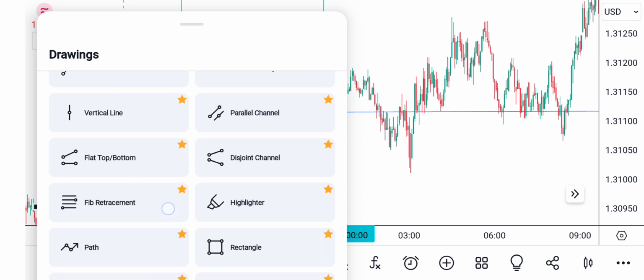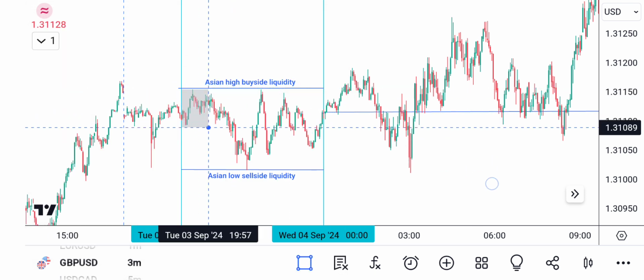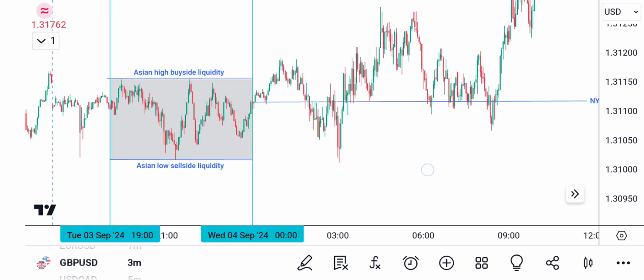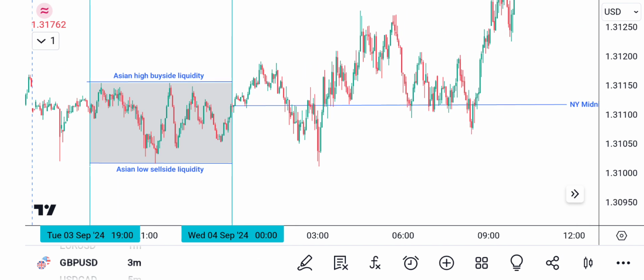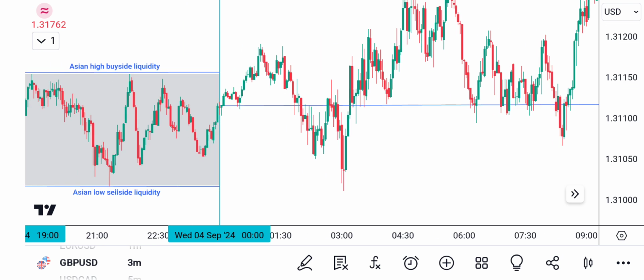Now if you like, again, this is up to you. It's not mandatory. You can still color it so that it will guide you. Okay, this is your Asian range from 7 p.m. to midnight. Now what are we going to do again? We are going to wait. Where has liquidity been taken? The first thing that happened is that liquidity was taken above the Asian high.